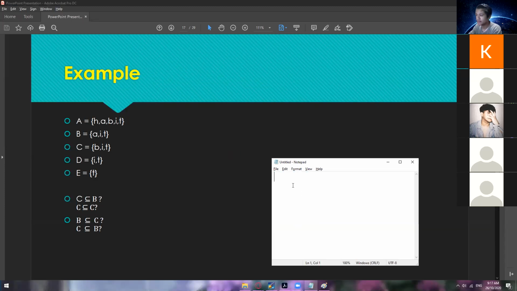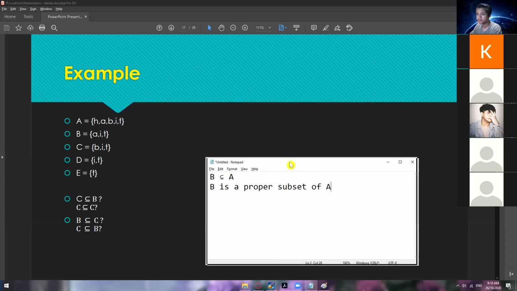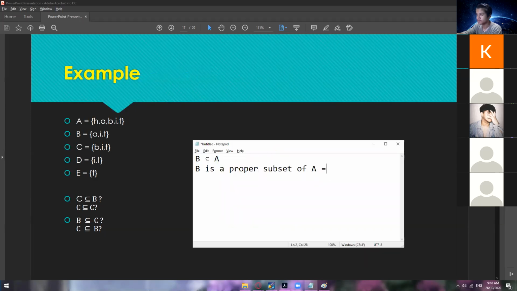So balikan natin itong first example natin. Kagaya ng sabi natin kanina, B is a subset of A. Okay. But how about this one? B is a proper subset of A. Is this true or false? True. Okay. So actually, same lang sila ng subset natin. It's just that, itong next example.